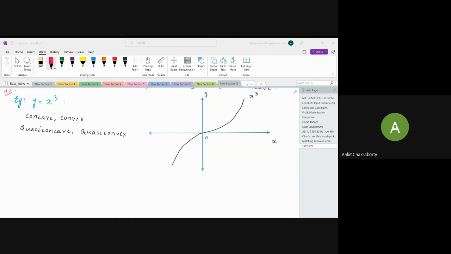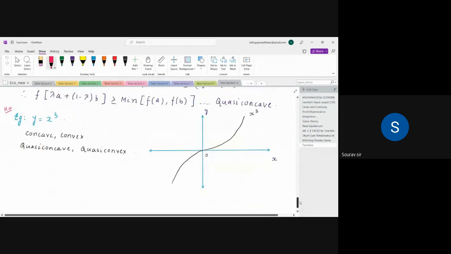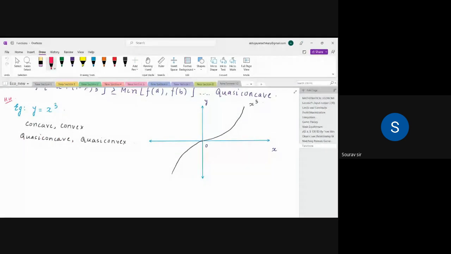Yes, sir. Okay. So last day we started our discussion on quasi-concavity and quasi-convexity. And after discussing the definition, this was one example at which we stopped. So did any of you give this a try? We wanted to understand whether the y equals x cube function is concave, convex, quasi-concave, and quasi-convex. This is what we wanted to understand.